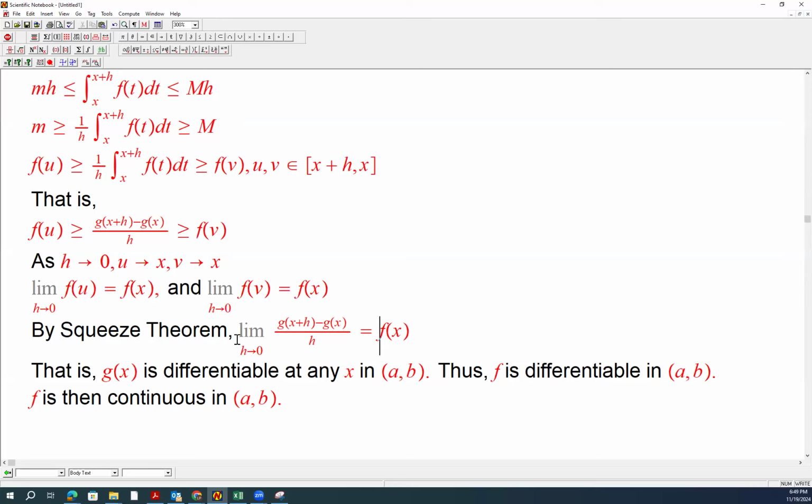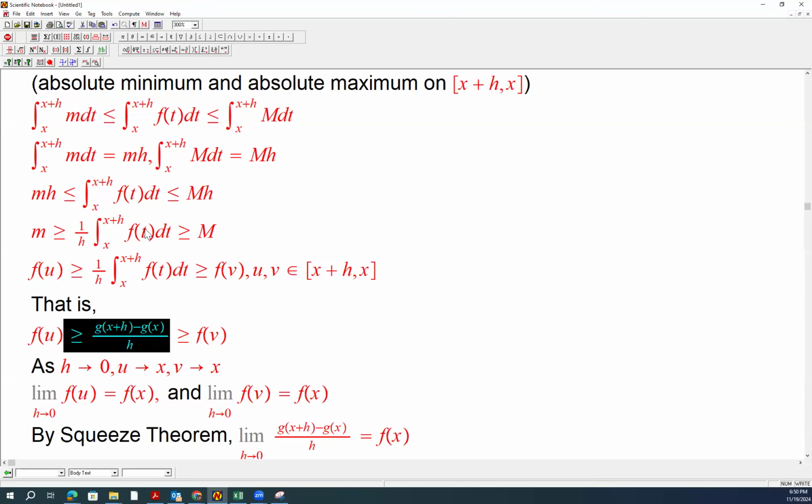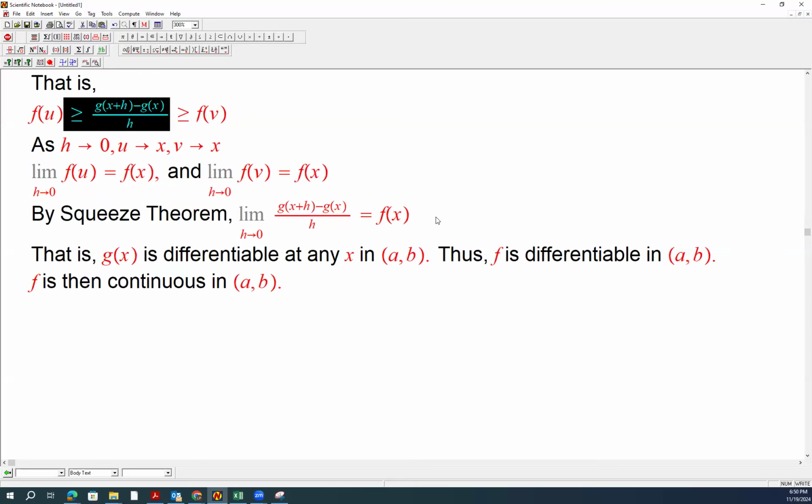And we can still apply the squeeze theorem, okay? Because this piece is squeezed between two values, all right? I think what we did is okay. It's just H is negative, and so this result is still true. Okay, so that's the end of the proof.